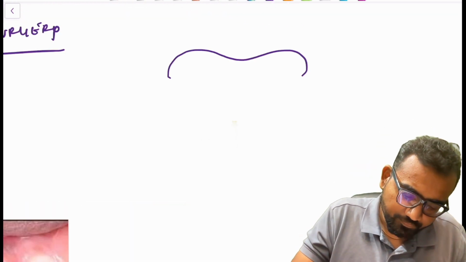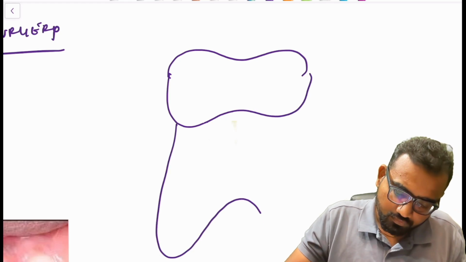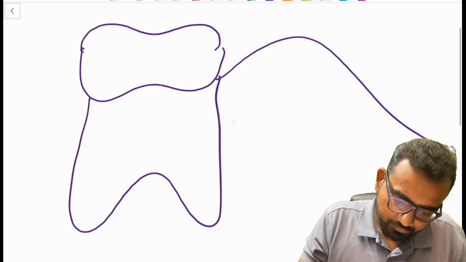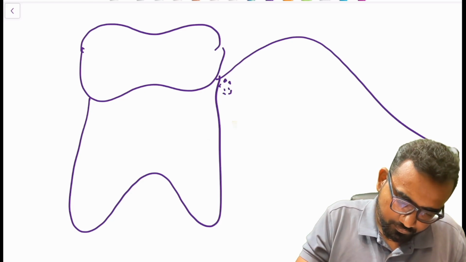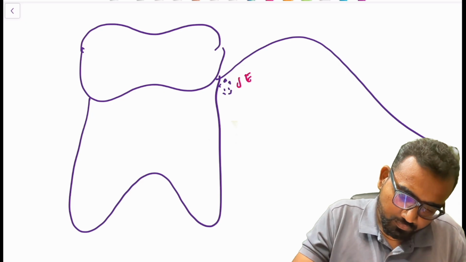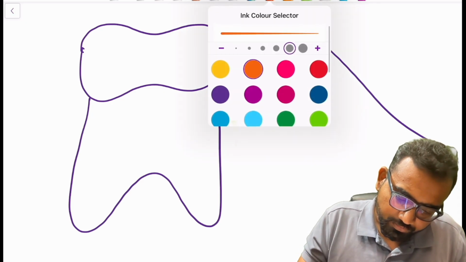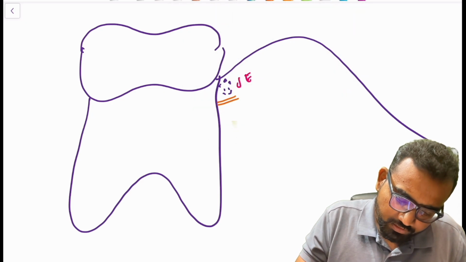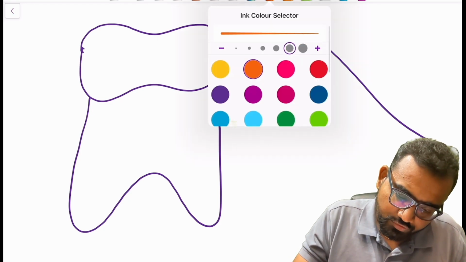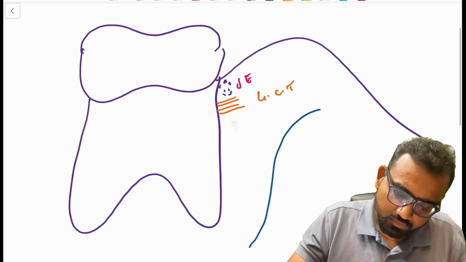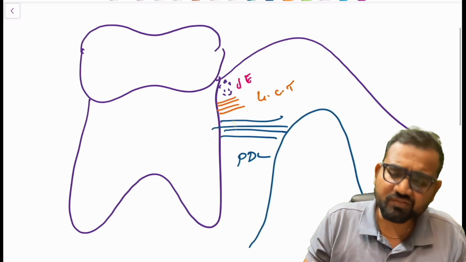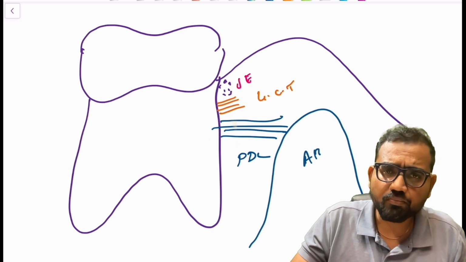So this is the junctional epithelium, and below the junctional epithelium are the gingival connective tissue fibers, and below the connective tissue fibers will be the periodontal ligament fibers, PDL. So this is the basic structure, and this is the alveolar bone.